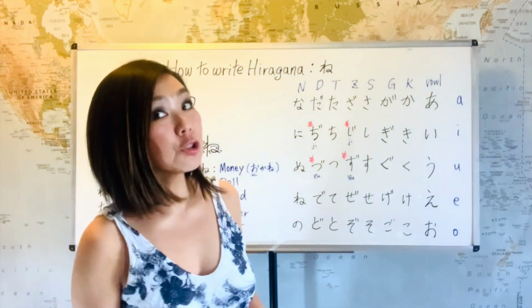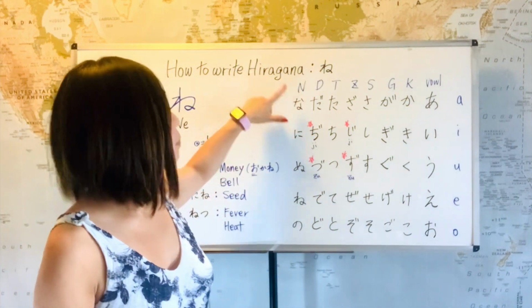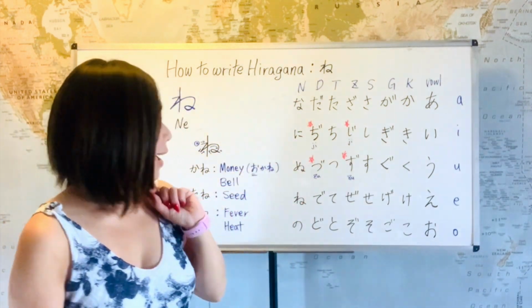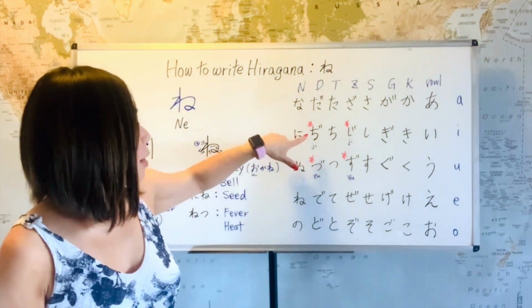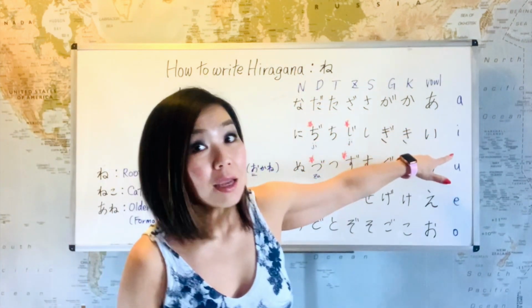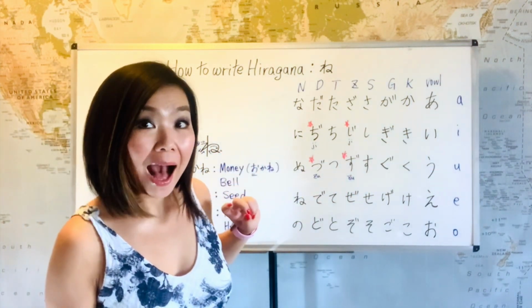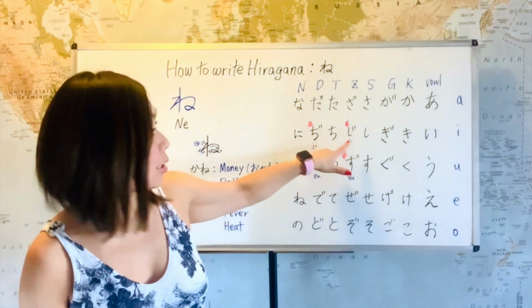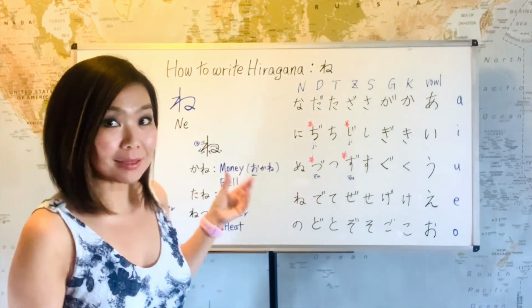And then if you put 2 dots on the T line, that becomes D line, right? Da, ji, zu, de, do. But again, be careful with this D line because the second one, that's supposed to be D-I, but we pronounce it like J-I. Exactly same as the Z line. Okay, so those 2 characters, they pronounce exactly the same, okay?